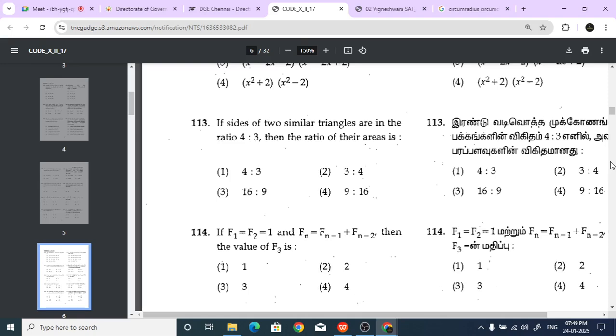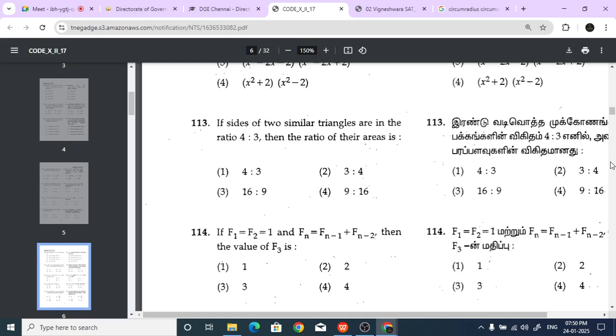You can read 114. Yes, sir. If F1 is equal to F2 and is equal to 1 and Fn is equal to Fn minus 1 plus Fn minus 2, then the value of F3 is. How do you find? The value of F3 will be equal to F2 plus F1.